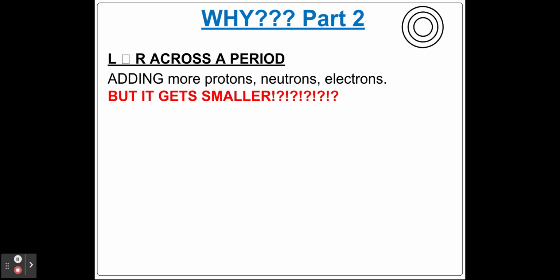So the bigger the nuclear charge, the closer those electrons will be pulled into the nucleus, because again, the nucleus has a bigger positive charge, and therefore it's going to pull those electrons in closer.